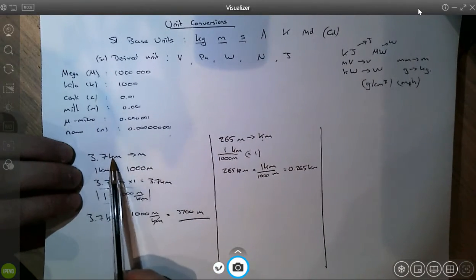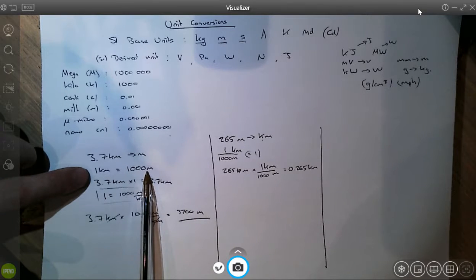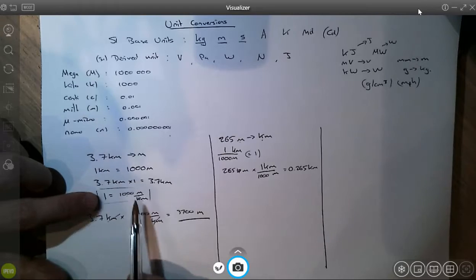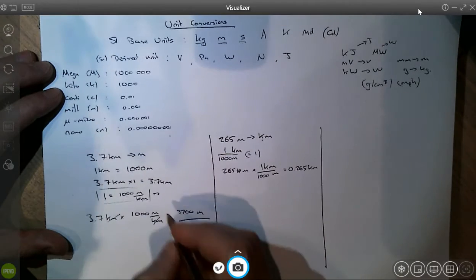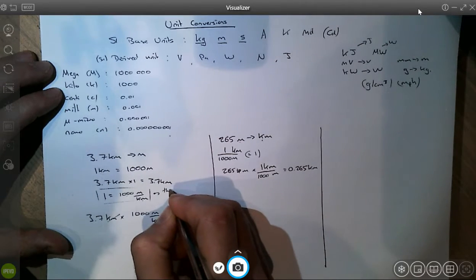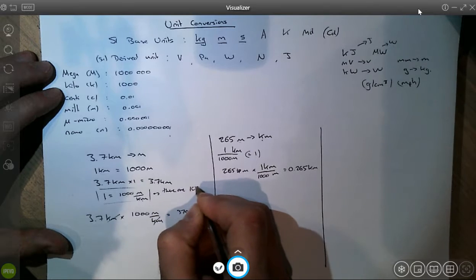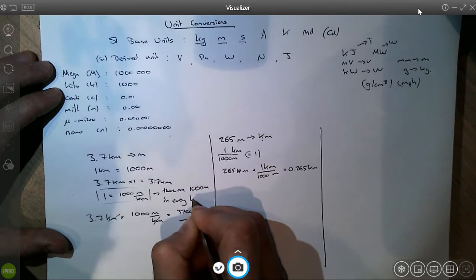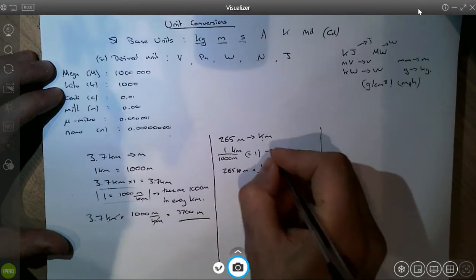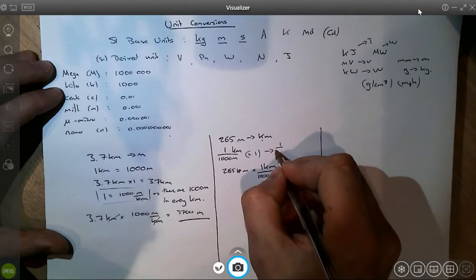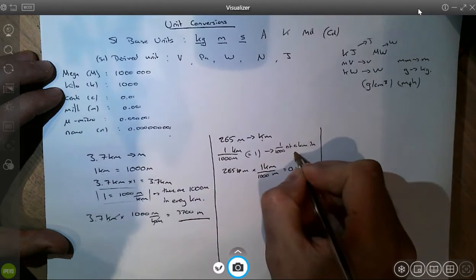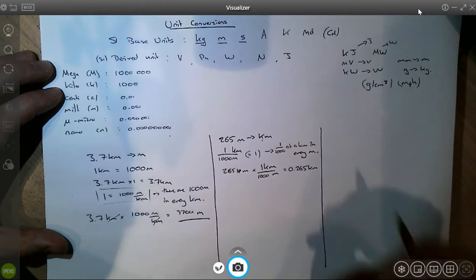I would say what we're going from kilometers to meters. There are 1,000 meters for every kilometer, and that is our conversion factor. So basically, I'm saying this conversion factor in words. There are 1,000 meters in every kilometer. And here, again, I'm saying this in words. There is 1,000th of a kilometer in every meter.